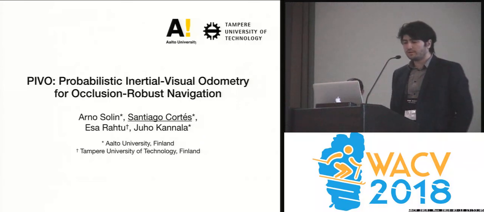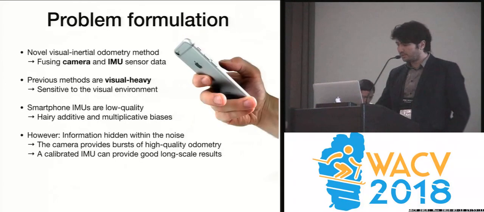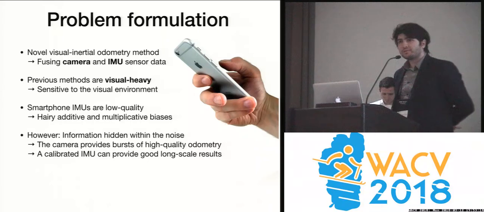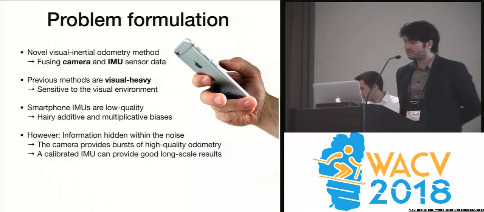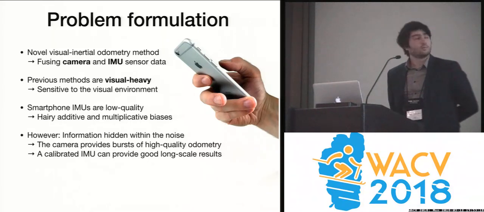I'll be presenting our system called PIVO, which stands for Probabilistic Inertial-Visual Odometry for Occlusion-Robust navigation. I'll start by stating the problem. We want to navigate a device through an environment using the camera and the IMU.